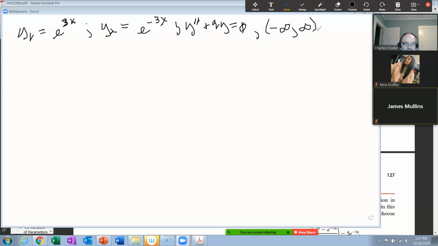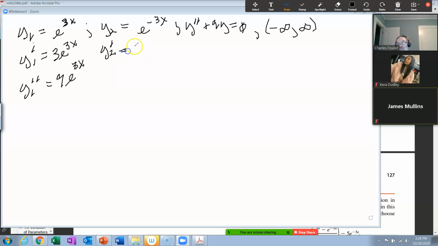Okay, now let's go back to sort of what we were doing before, and I just can't keep this clip hanging in place. Now let's first do your y1 prime. This is so much easier than the last one. y1 prime is equal to 3 e to the 3x. y1 double prime is equal to 9 e to the 3x. y2 prime is equal to minus 3 e to the minus 3x, and y2 double prime is equal to 9 e to the minus 3x. Okay, now with those done, let's plug these in here. Each one of them.